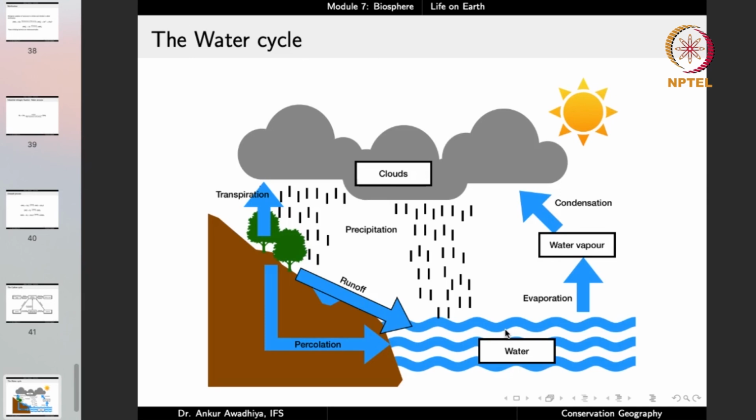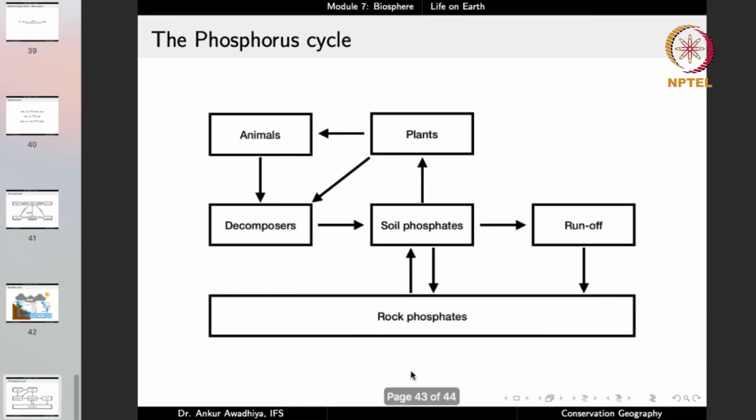We have also looked at the water cycle, in which case water upon evaporation becomes water vapor. Upon condensation, it forms clouds. Upon precipitation, it comes down to the earth, and the plants can take up this water, perform transpiration to add water to the atmosphere. The water that has come down through rains can move through runoff, or it can move through percolation. So this is the water cycle.